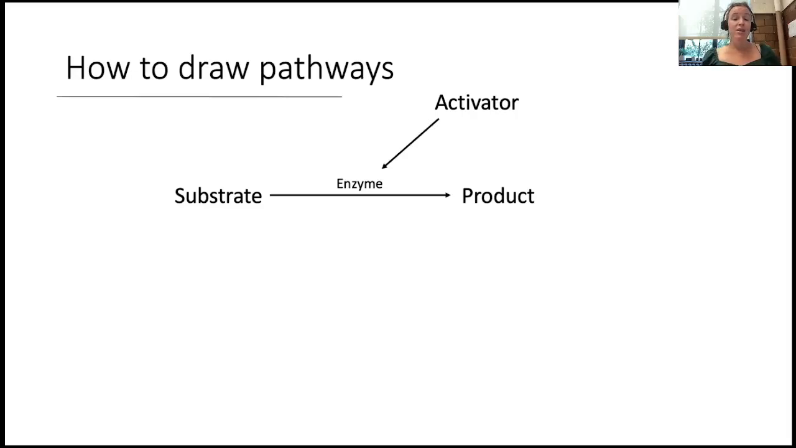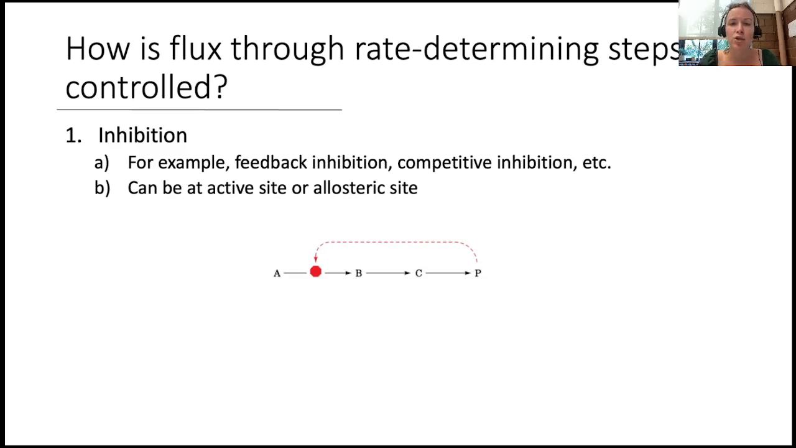Okay, folks, the secret to the rest of our time today is you already know how flux is controlled through pathways. We just hadn't discussed it yet. So I'll remind us of how we draw pathways, either with activators pointing towards enzymes or inhibitors with a blunt-ended arrow pointing towards an enzyme. So the first big way that flux can be controlled through its rate determining steps is inhibition.